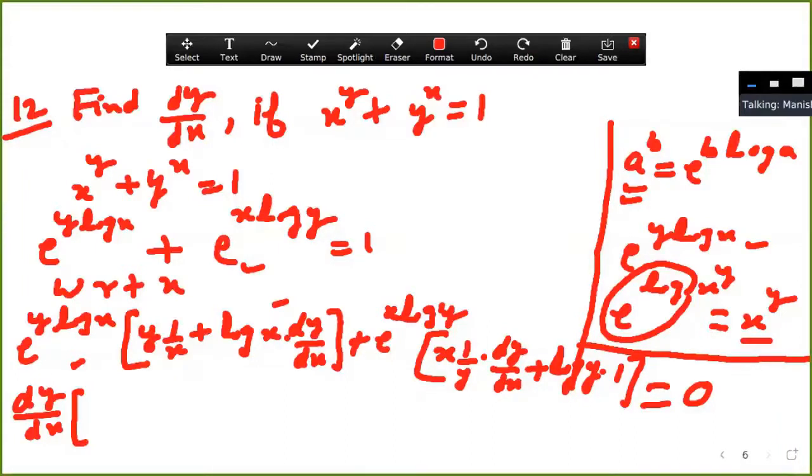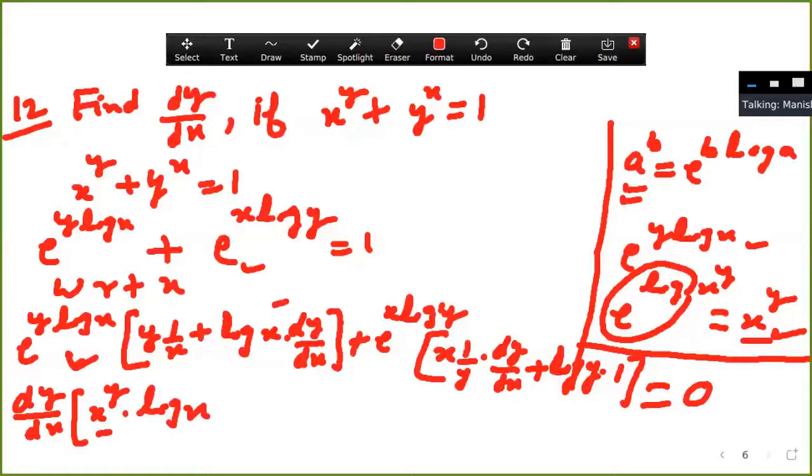I will write this as x to the power y. So what you will get, x to the power y into log x. Now I think you can understand from where I get this x to the power y. I have given you an idea from here also. This is given to you.